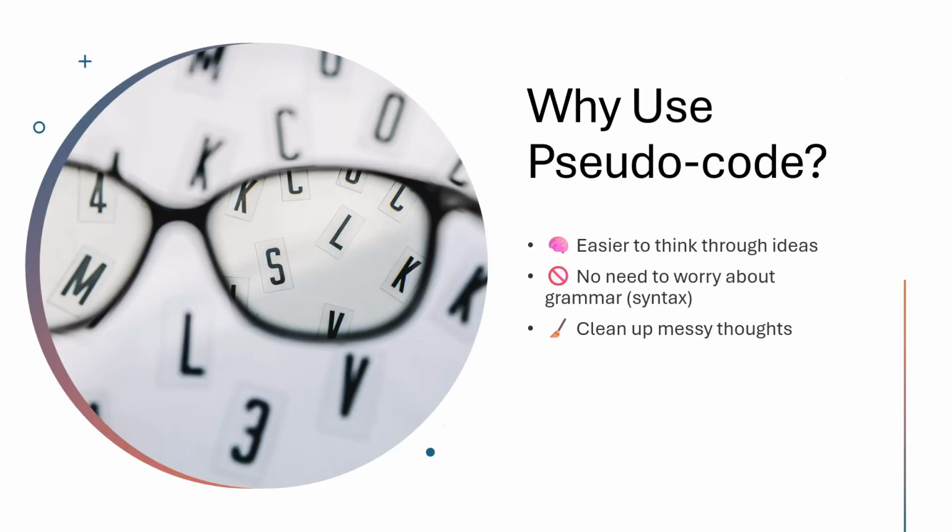Why use pseudocode? There are three major benefits to writing pseudocode. First, it's much easier to think through your ideas when you're not worrying about programming grammar or syntax. You can just focus on the logic. Second, because it's written in plain English, it's great for teamwork and collaboration. Everyone can understand what you're planning to build. And third, it helps clean up messy thinking. You can organize your thoughts, troubleshoot your logic, and avoid errors before you even start coding. This means less time debugging and more time building.